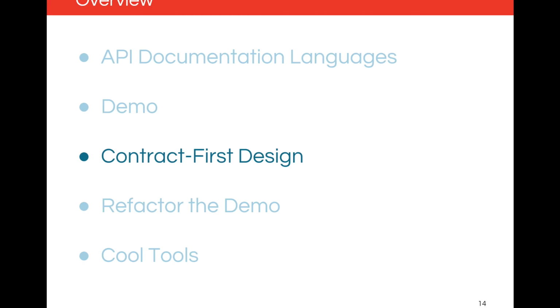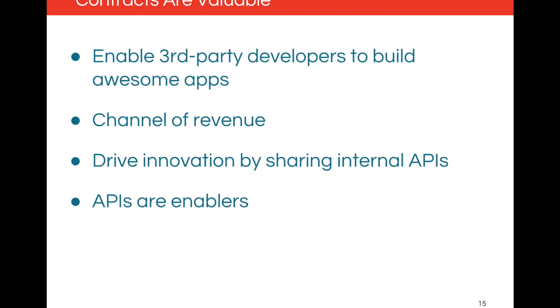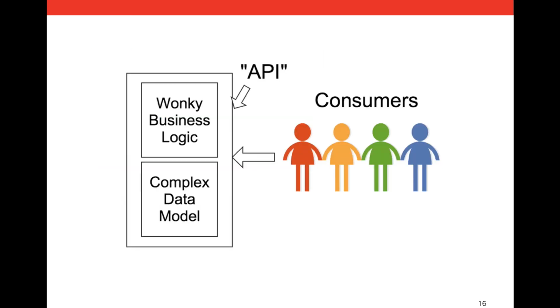So why contract-first design? The contract-first design came about because we realized that our APIs and our contracts are valuable. Our APIs enable internal developers and third-party developers to do good things with the data that we expose. And a clean API and a well-thought-of contract that is designed per the consumer use cases will result in cleaner code and higher adoption rates, which ultimately drives value back to our service.